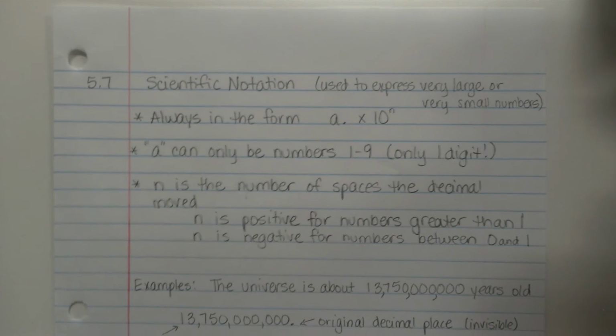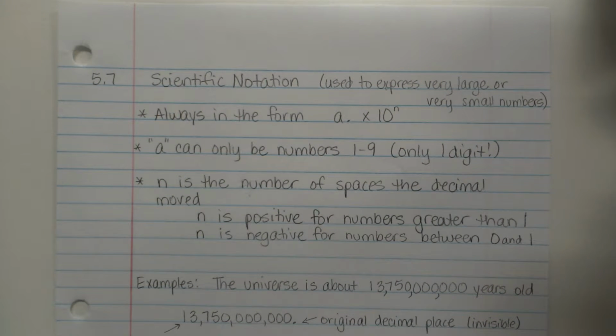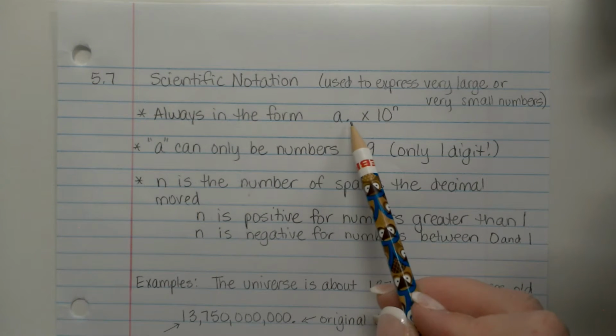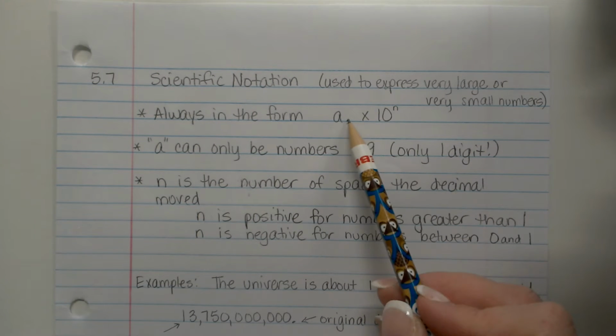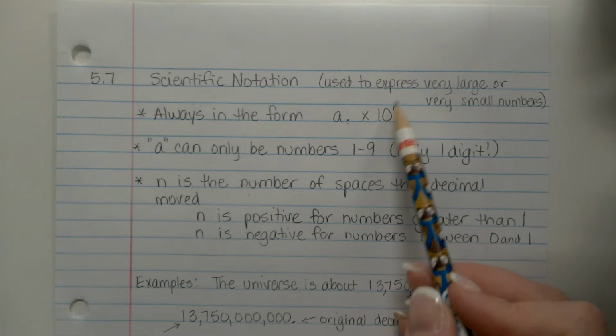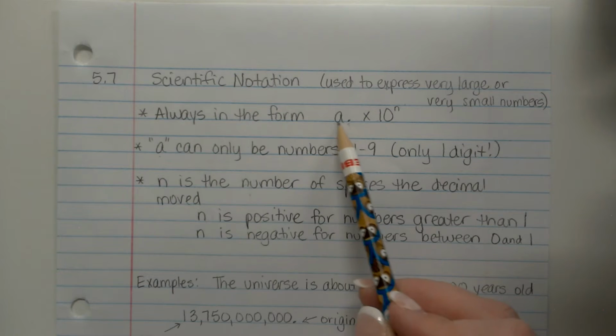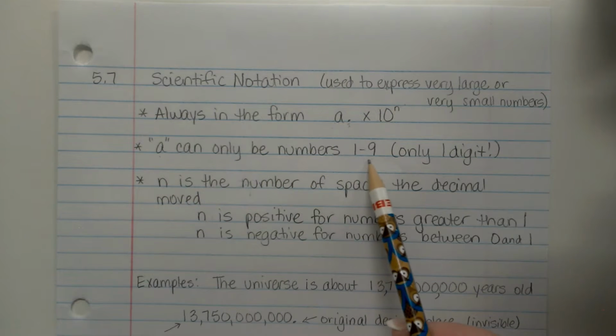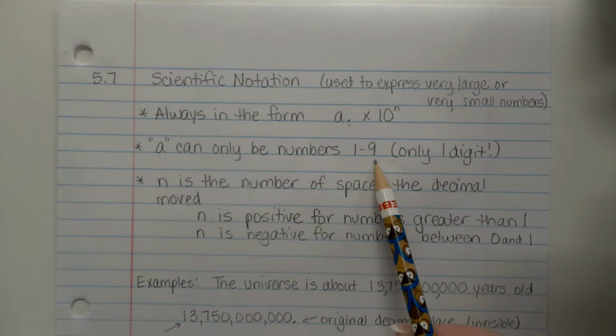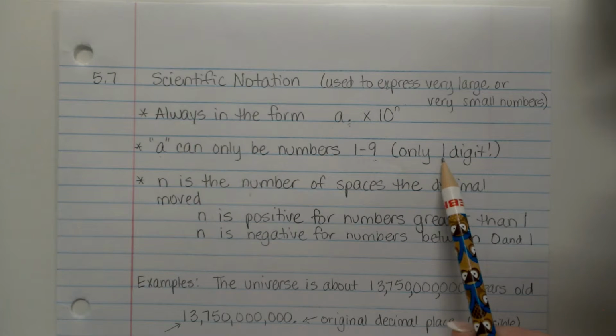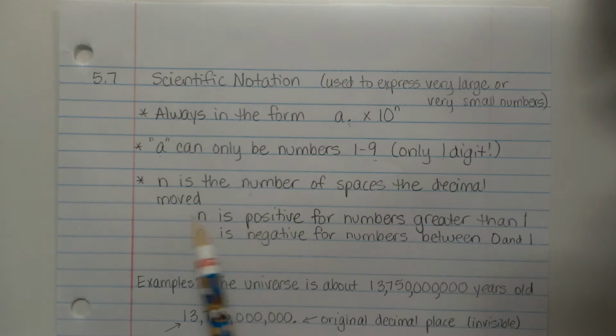Now, why do we use scientific notation? Basically, we're using scientific notation to express very, very, very large numbers or very, very, very small numbers, meaning numbers that are between 0 and 1. All right, they're always in the form of something, dot, possibly other digits, times 10 to the n, where n is the power. This number that's in front of the decimal place can only be numbers 1, 2, 3, 4, 5, 6, 7, 8, or 9. They can't be 10, they can't be 0, and they can only be one digit. So it's only one digit.